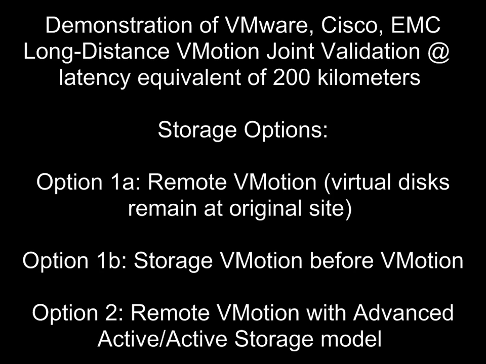This is a quick demonstration of a joint VMware, Cisco, and EMC validation exercise focused on long-distance vMotion use cases. This can be used either for disaster avoidance or for data center load balancing. The testing included a variety of options, ranging from freely available capabilities natively within VMware through active-active storage virtualization models. The testing was done across a wide set of latencies representing various distances, up to a maximum tested of 200 kilometers.